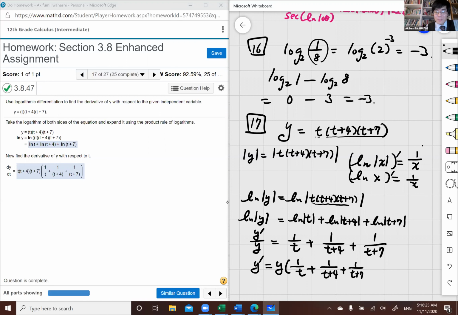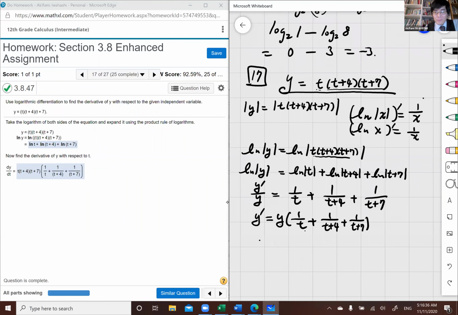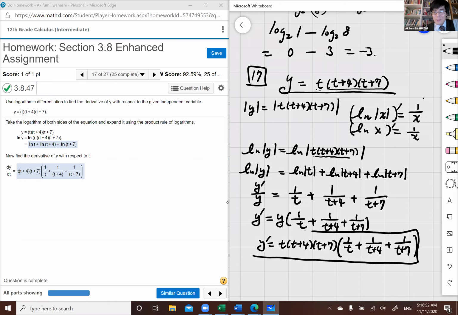Of course, you don't want to have an answer in two variables. So rewrite y into the original one, which is this. So y dash is t times t plus 4 times t plus 7 times 1 over t plus 1 over t plus 4 plus 1 over t plus 7. Okay, so differentiation is done by this point.